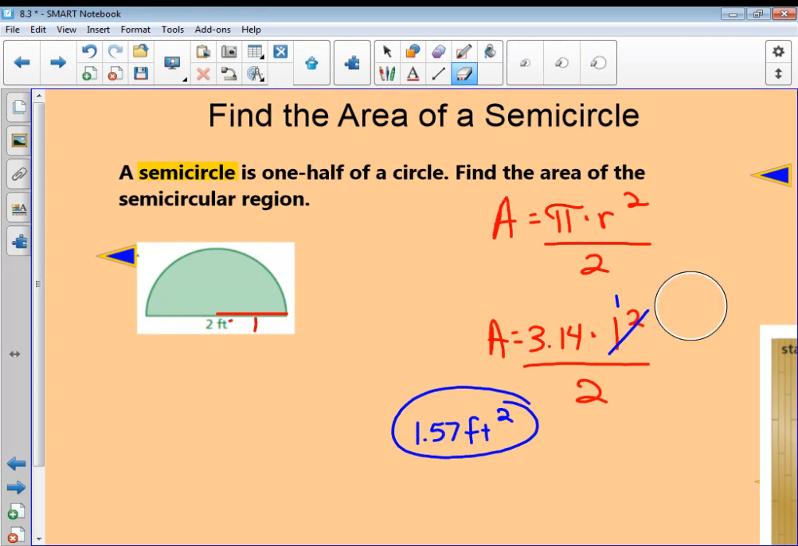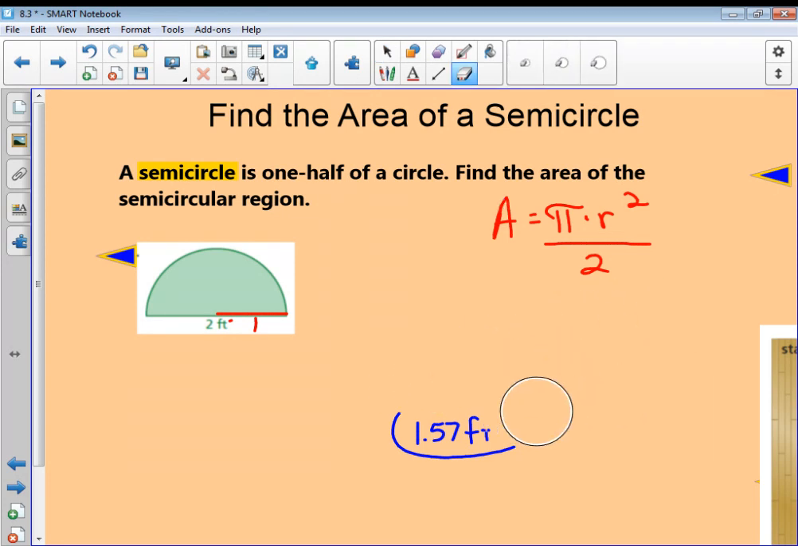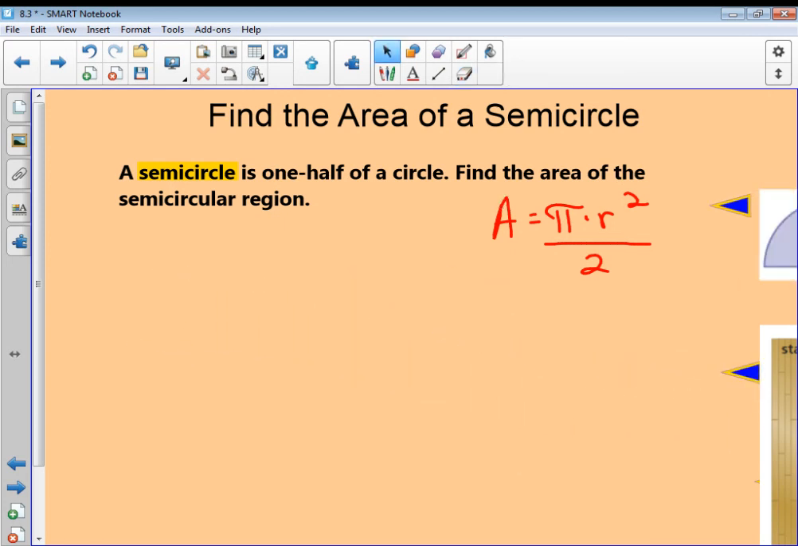Okay, so I'm going to slide one out here for you. I want you guys to try it. So you'll pause your video, go ahead and try this one, and then check your answer in just a minute. So go ahead, pause your video, solve the area of this one, and then restart your video to check your answer.